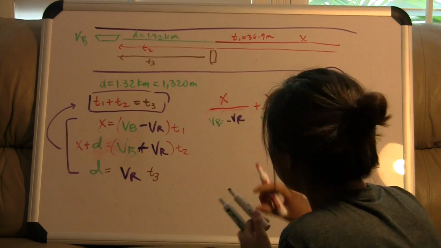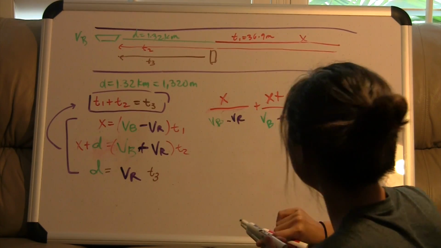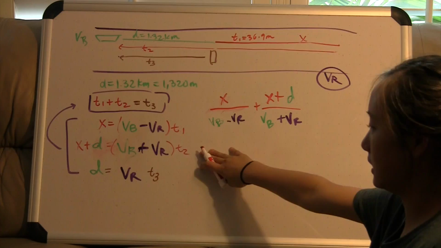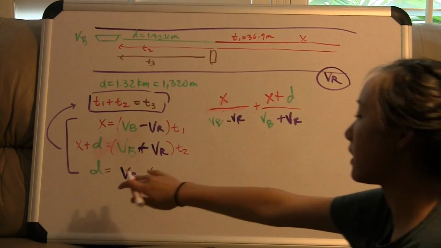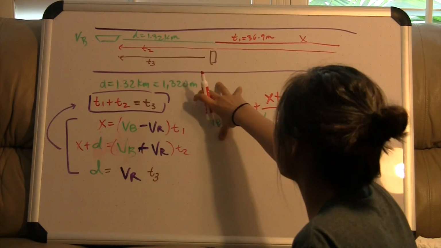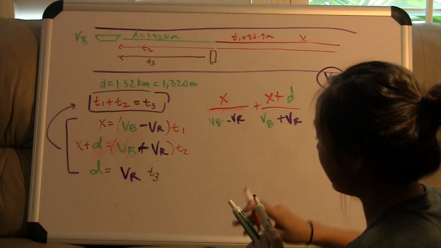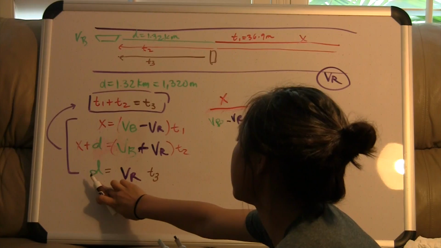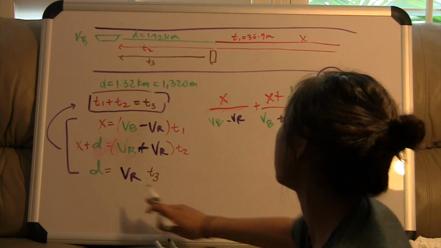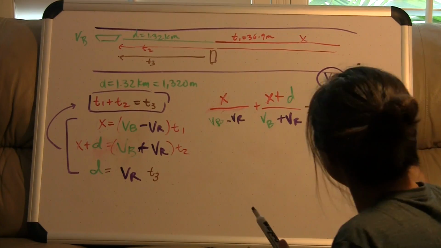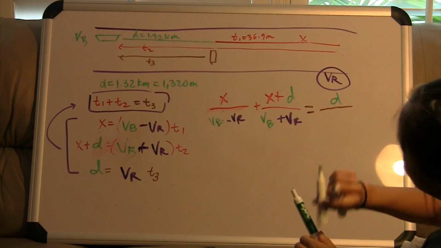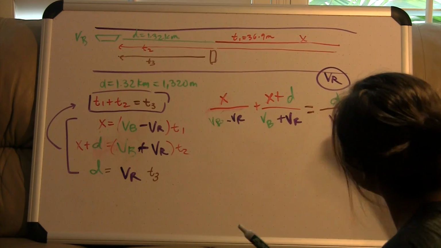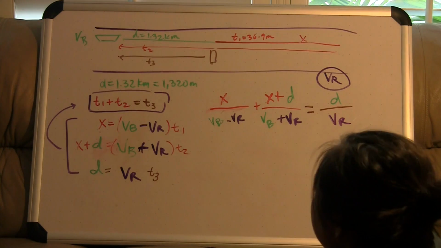V of the boat plus VR. So you take this and you divide each side with the velocity. And so we have T1 plus T2, and now we have to equal it to T3, which we know is just the distance, the d, over the velocity of the current. The same d over the velocity of the river. So that's our relationship right here.